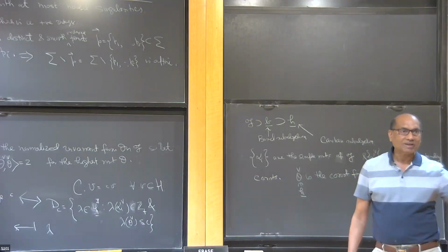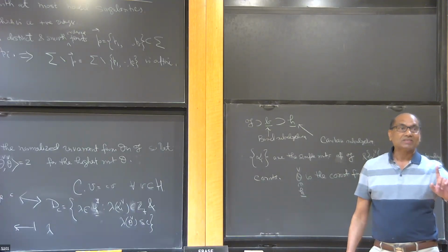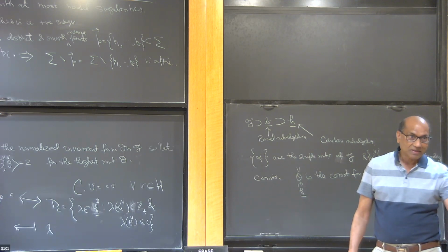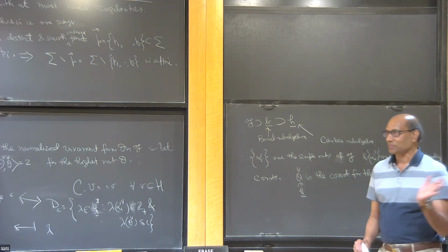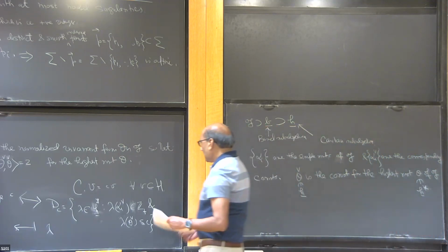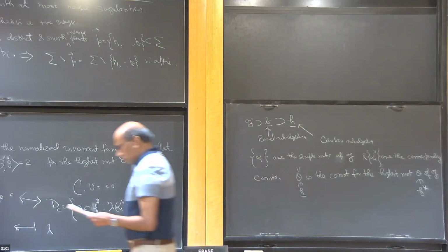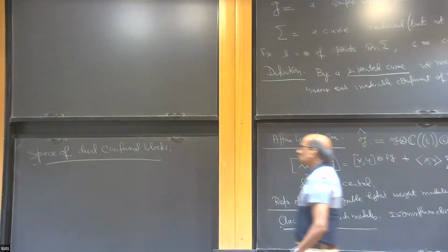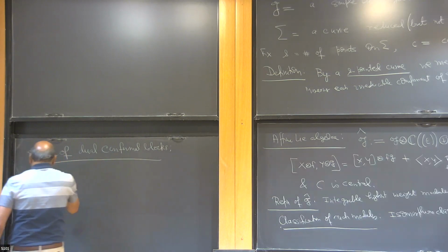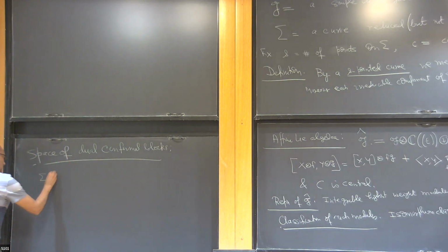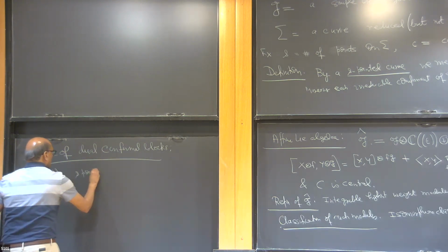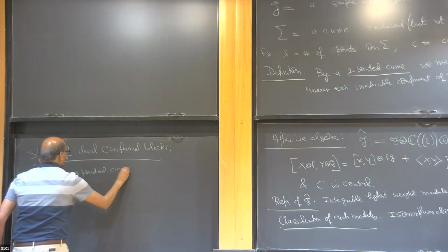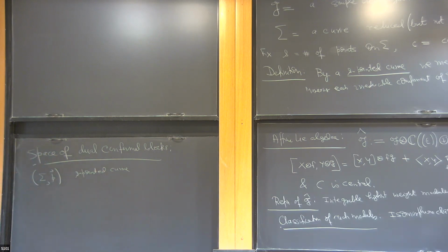If you go out of SL, then there is something called the Dynkin index, which will come to play in the picture, which I will explain at some point. So, the space of dual conformal blocks. We already have this object, an S-pointed curve. That's an object which we have fixed.